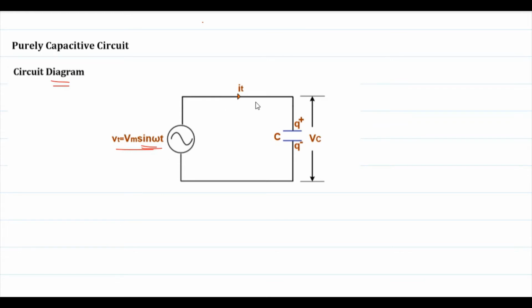Okay, so if you see, in this complete closed circuit we only have a capacitor. Other than the capacitor, we don't have any other circuit components like a resistance or an inductor. So that's why we are going to treat this as a purely capacitive circuit. Let it be the current flowing in this circuit at a particular instant. Then the voltage across this capacitor is given by VC.